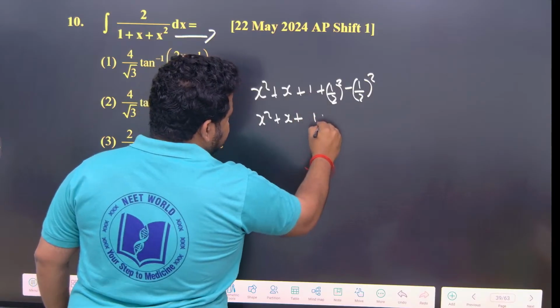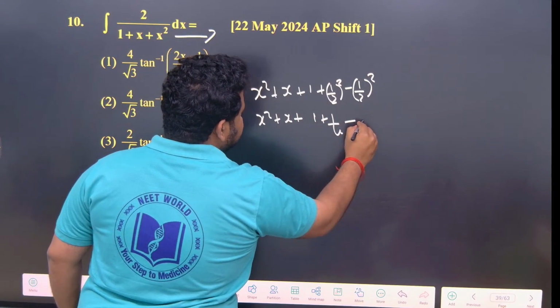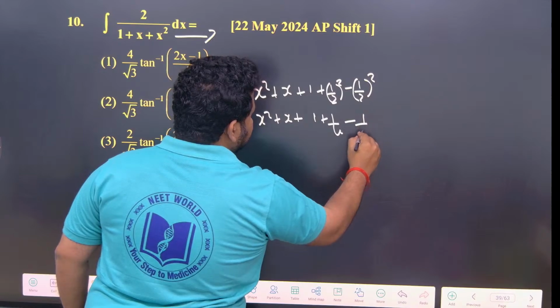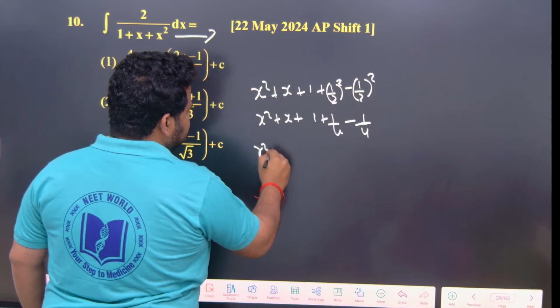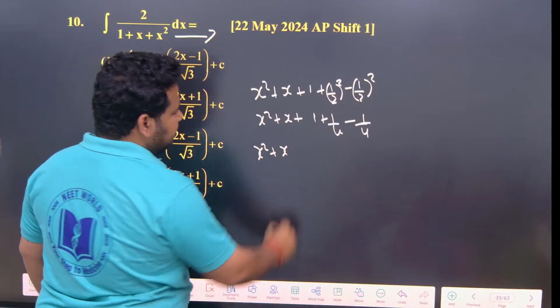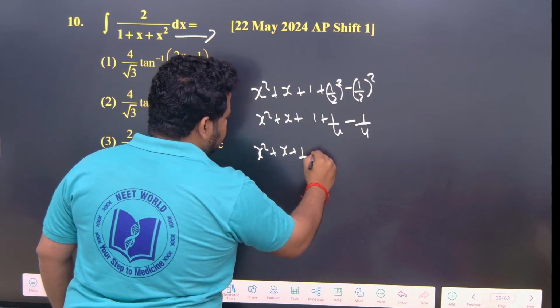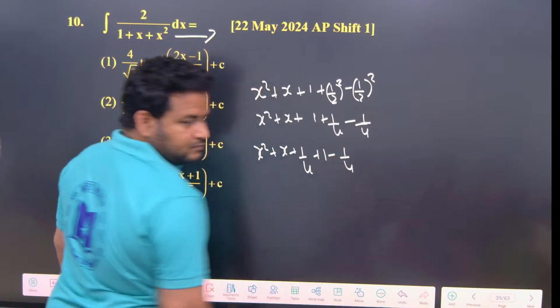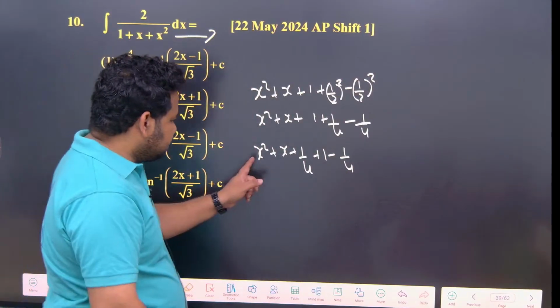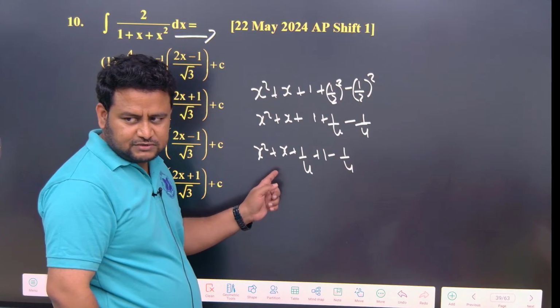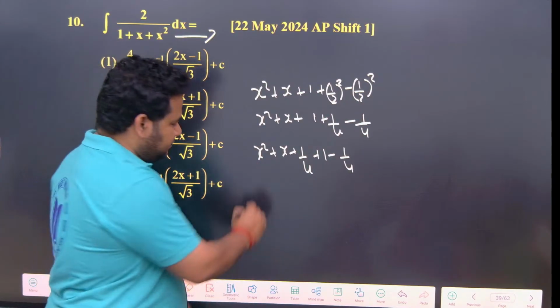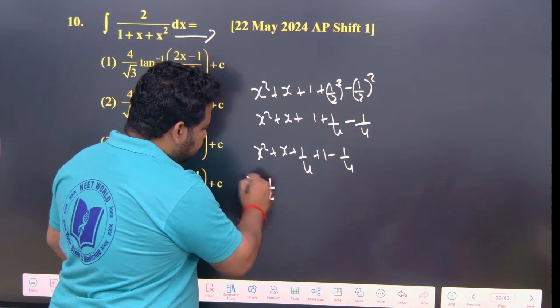Let me write it. Plus 1 by 4, minus 1 by 4. Now, what can I write? X square plus x plus 1 by 4, plus 1 minus 1 by 4. Correct? Plus 1 minus 1 by 4. This will become x plus 1 by 2 whole square. See here, this will become x plus 1 by 2 whole square.